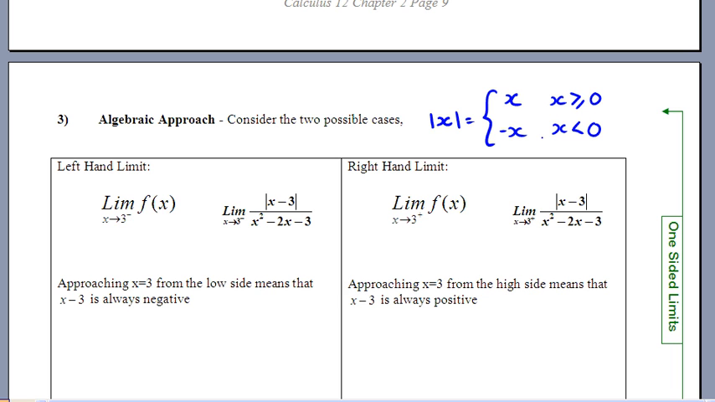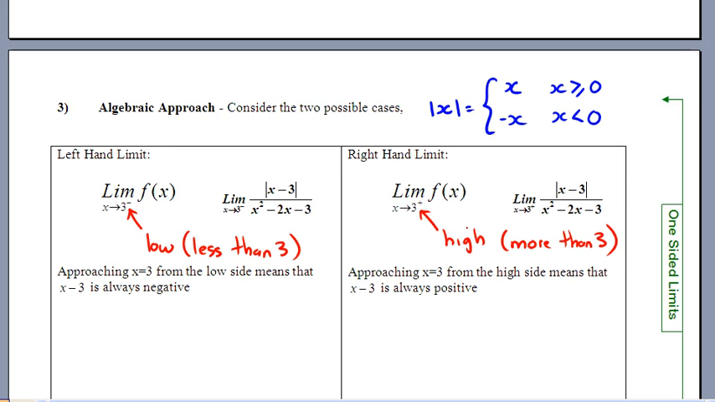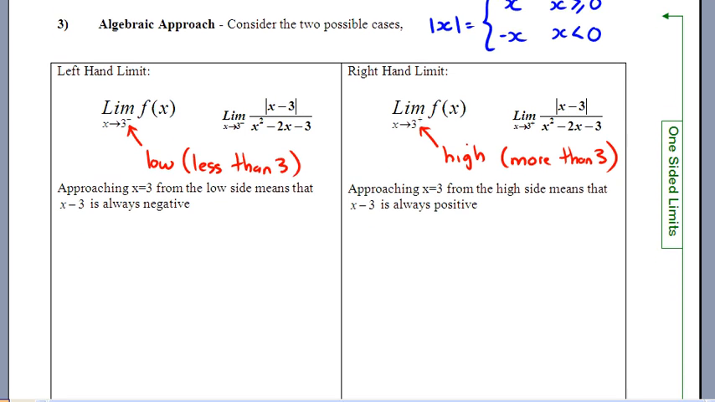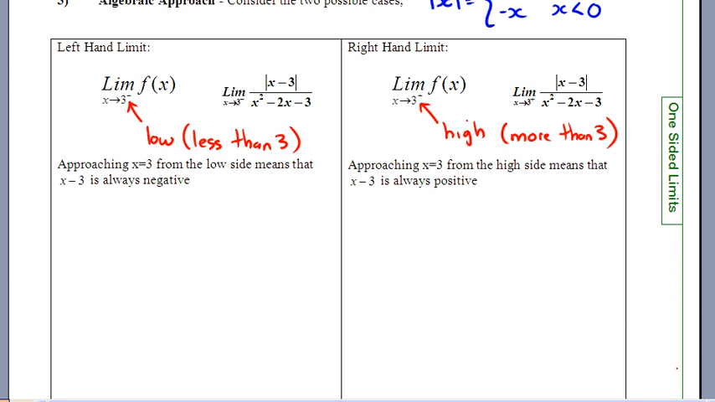Okay, so we're going to try out these limits here. On the left-hand side of my page, I'm going to do the left-hand limit. So here we're a little bit low, right? We're less than 3. Just a little less than 3. And on the right-hand side of your page, we'll do the right-hand limit. We'll be a little bit high. We'll be a little bit more than 3. I'm actually going to do the more-than-3 one first. It might be a little bit easier.